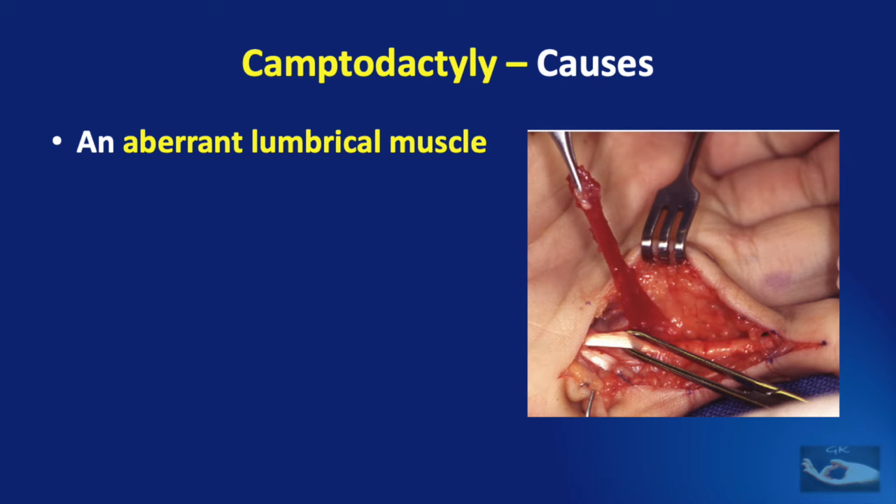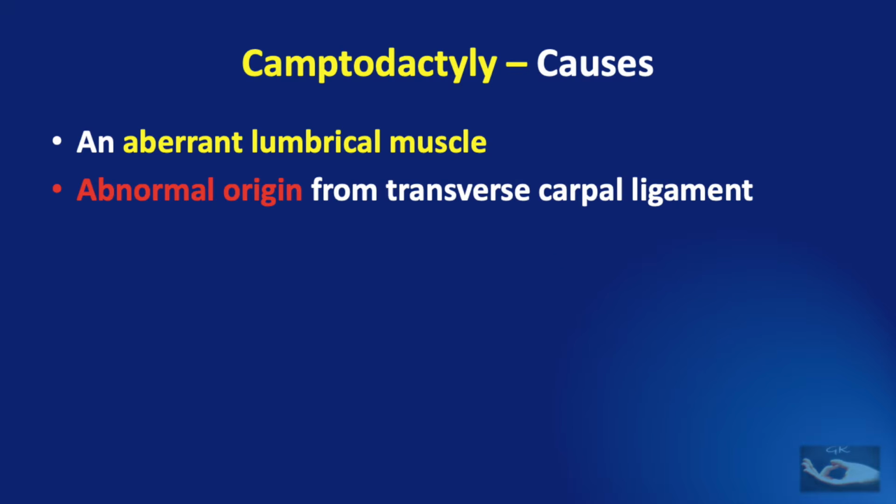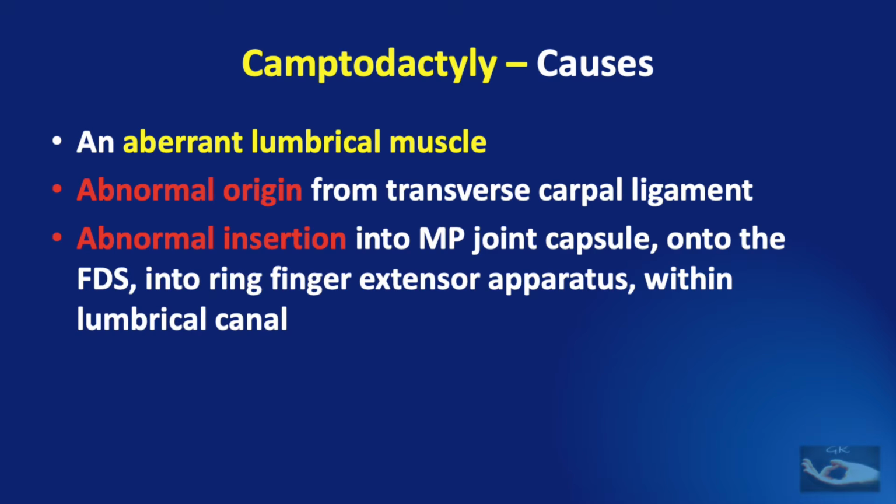As far as the anomaly of the lumbrical muscle is concerned, there may be an aberrant lumbrical muscle. We know that the normal origin of the lumbrical muscle is from the flexor digitorum profundus tendon, and the normal insertion is to the extensor expansion of the same finger. In congenital camptodactyly, there may be an abnormal origin from the transverse carpal ligament or the flexor retinaculum, and there may be abnormal insertion either into the metacarpophalangeal joint capsule or onto the flexor digitorum superficialis itself, or into the ring finger extensor apparatus, which is the neighboring finger, or even within the lumbrical canal itself.